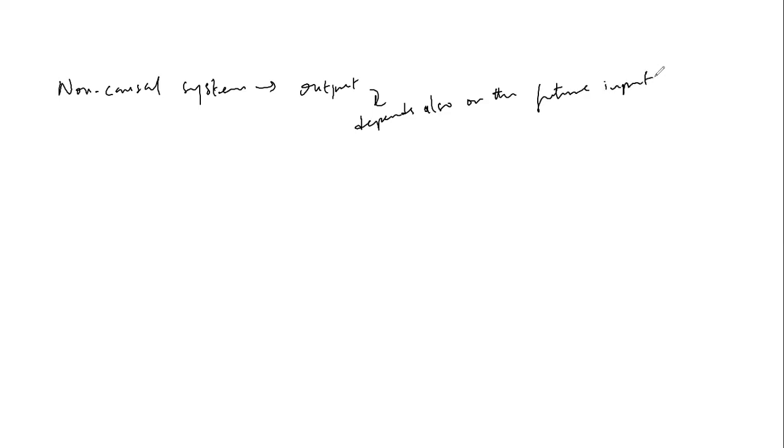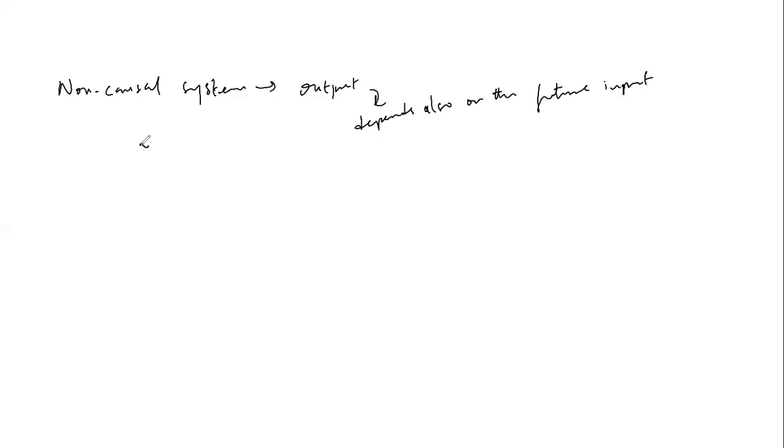Then non-causal system. In this case, the system whose output is determined at that instant of time depends on the past, the present, and the future input. So in other words, the output depends also on the future input.